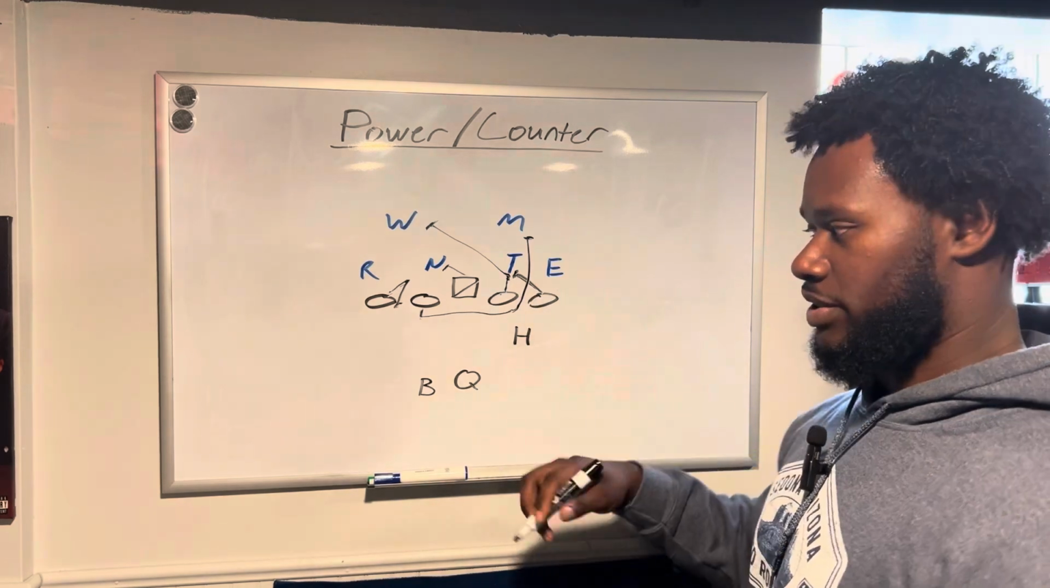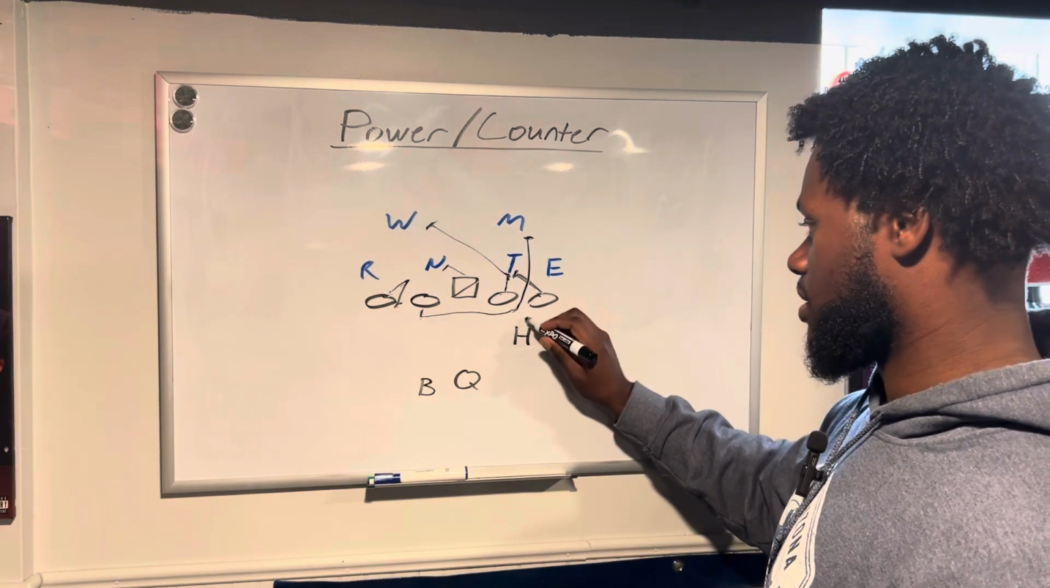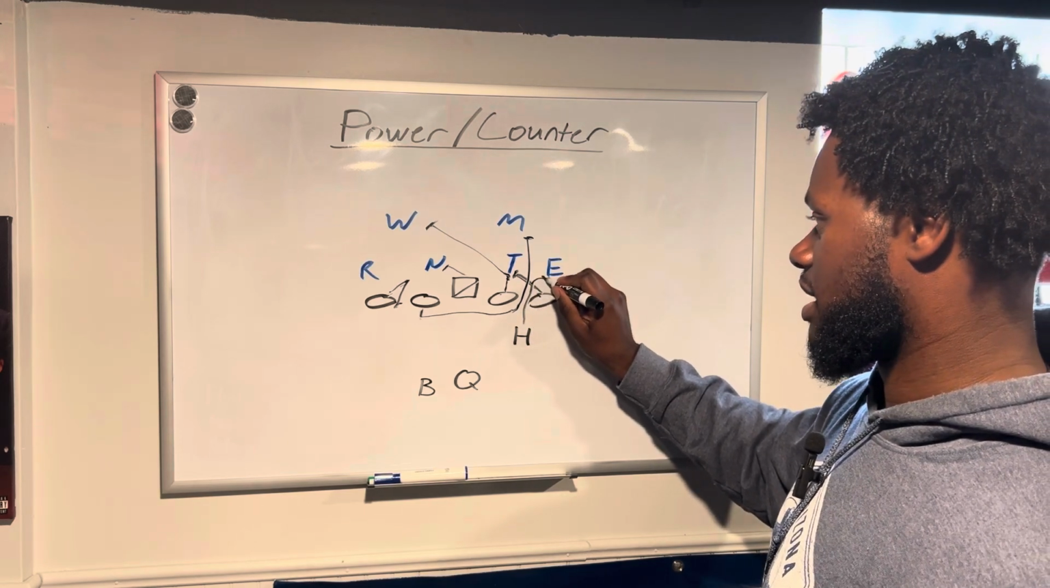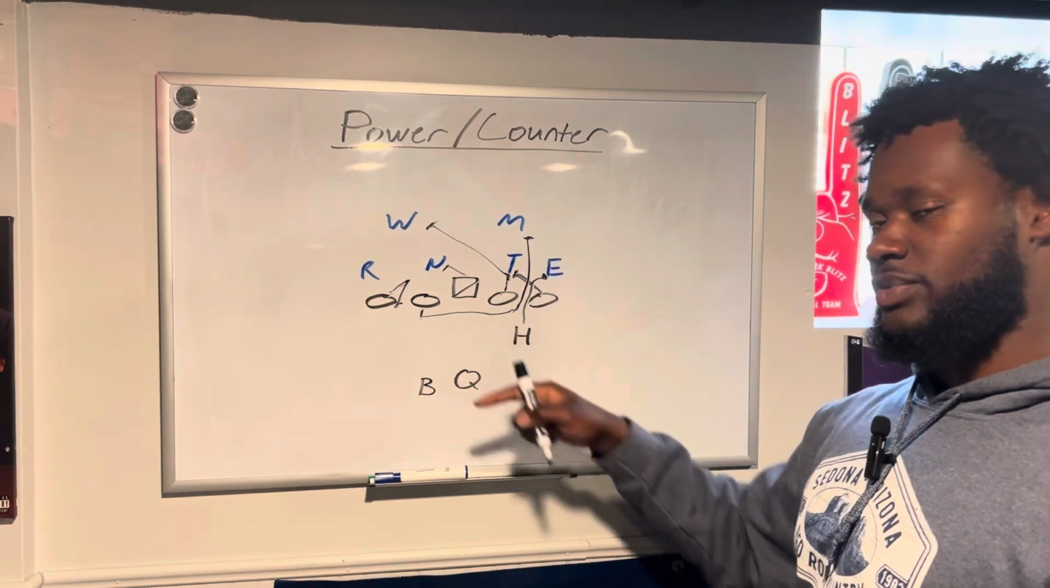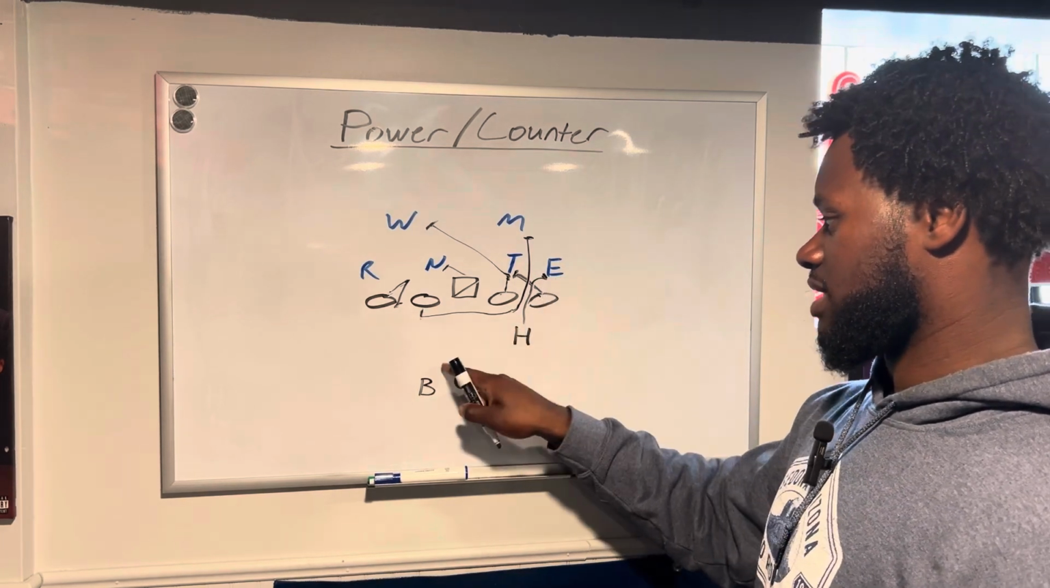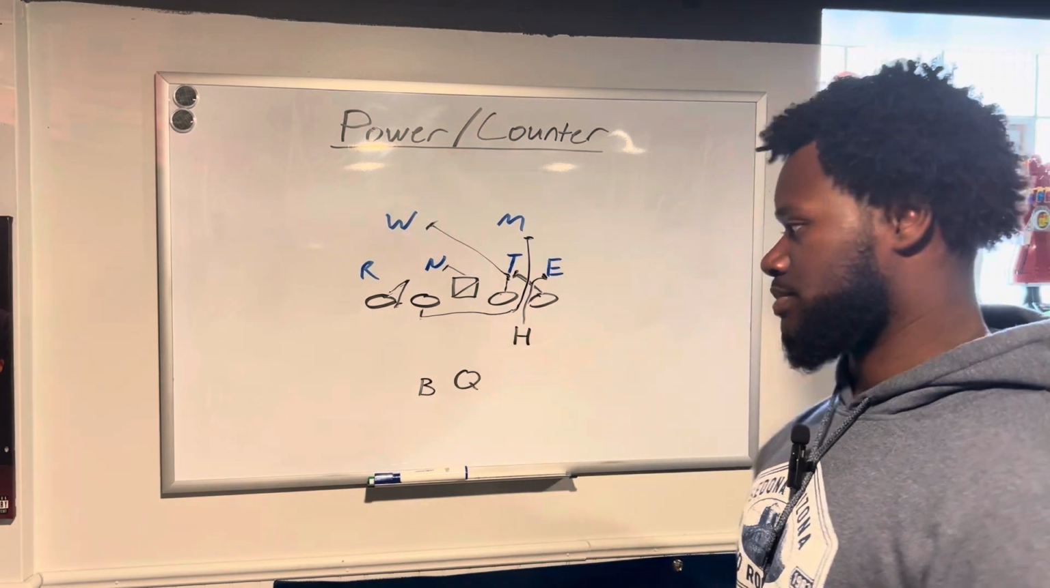All right. So, hook block, J block, whatever you want to call it, for him to scoop and get inside leverage on this end man on the line of scrimmage. Definitely doesn't want to get beat across his face, making sure we're opening this B gap for a nice lane for our back to run through.